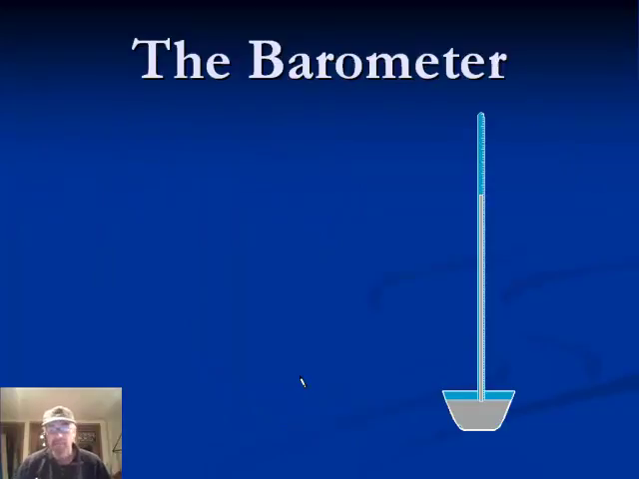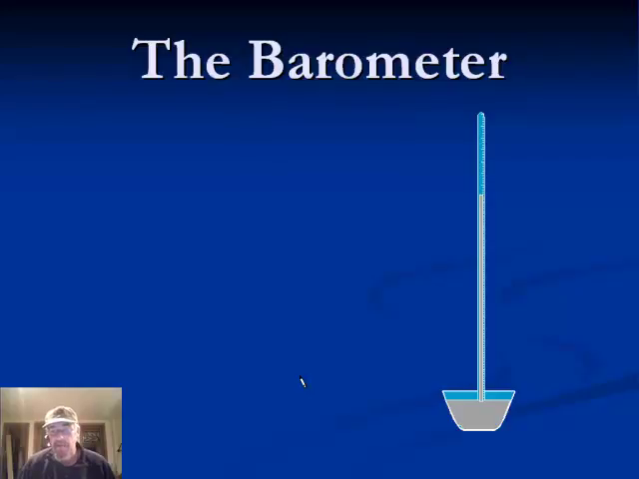Well, we measure that by the use of a barometer. This is a tool that was invented by a guy named Evangelista Torricelli. And Torricelli was an assistant to Galileo, who was a really famous scientist from long ago. What it does is it uses a mercury column to measure relative air pressure.